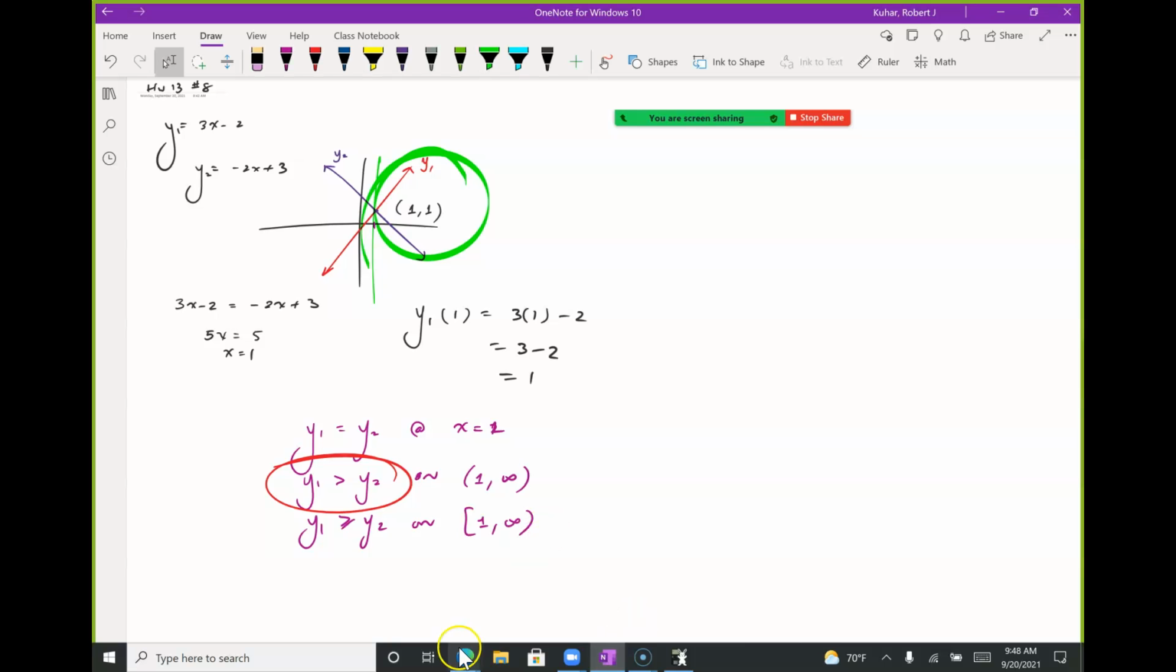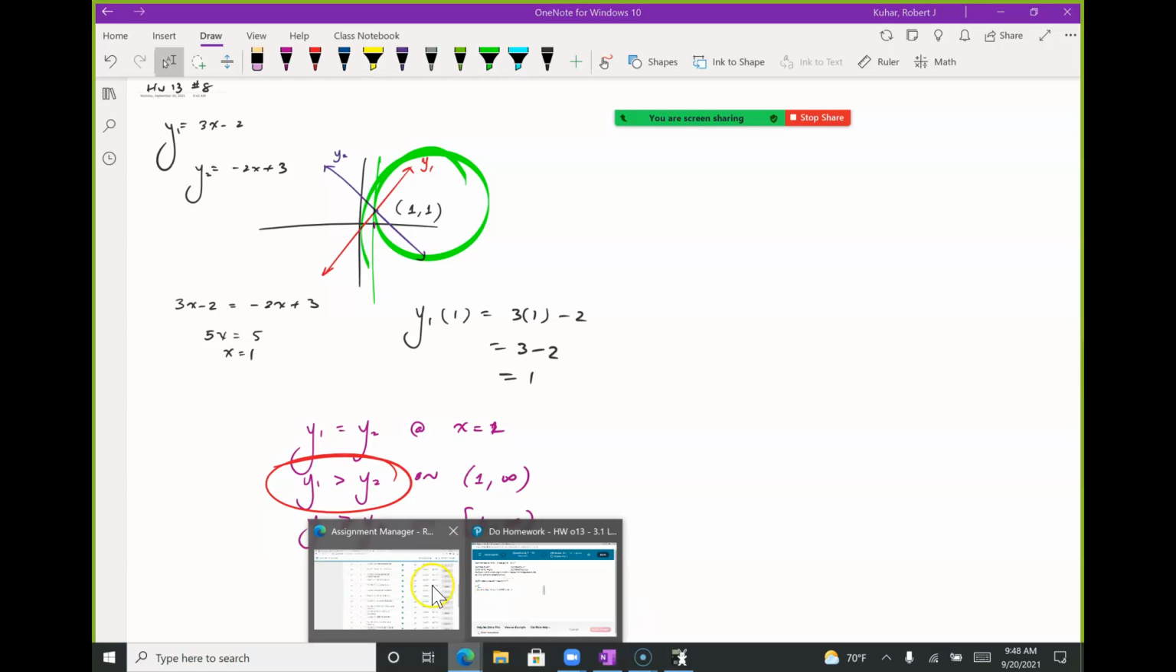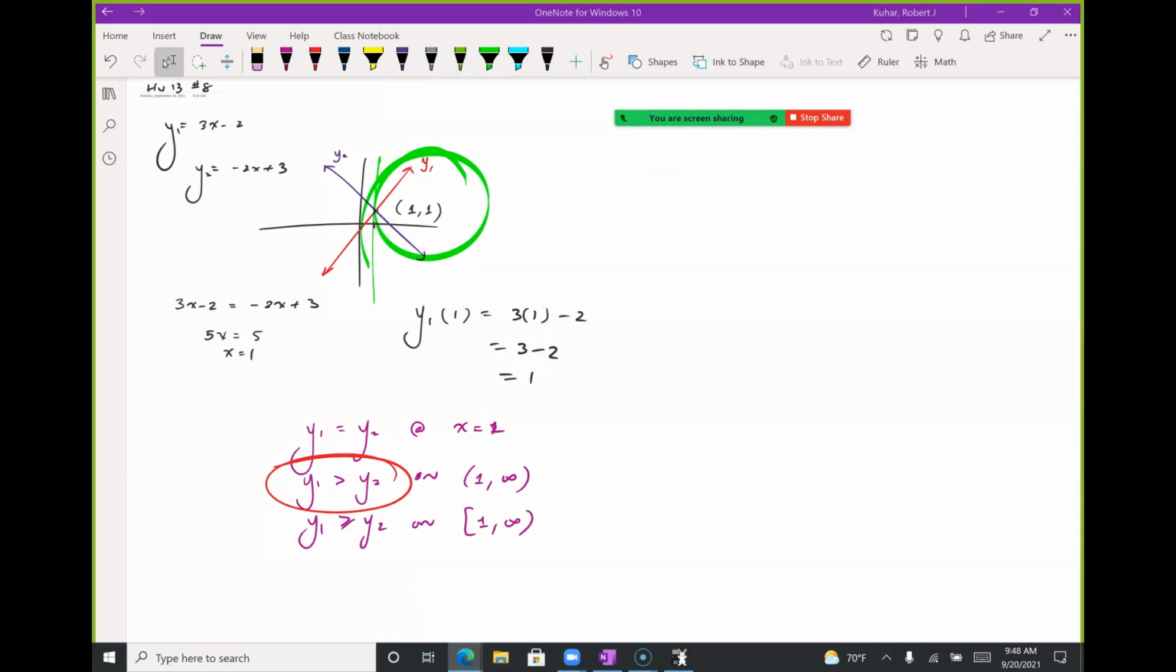And that's kind of a nice one to do on Desmos. You could do them on your calculator, of course, but you've got to look it up because it's too much typing for me. But if I go to Desmos, I can play around with it. I'm going to share my screen in a second here.